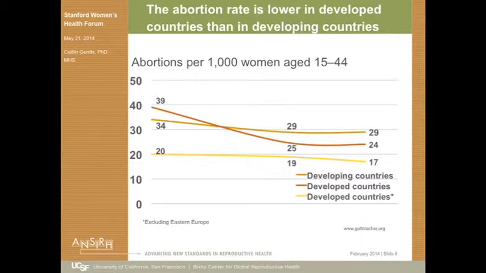And just to put it into context, the abortion rate is substantially lower in developed countries than in developing countries. We see 3 lines here: developed countries, developing countries, and then developed countries excluding Eastern Europe, where the abortion rate is quite high because abortion has been widely available and accessible for decades. So the marked difference between an abortion rate of 29 versus 17 is what you want to look at when you're comparing developed versus developing countries.